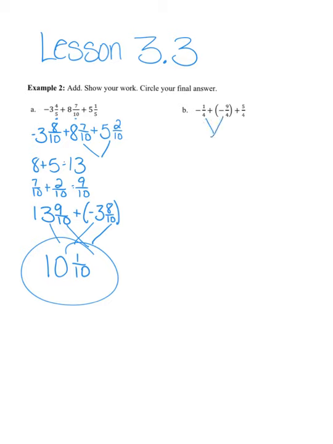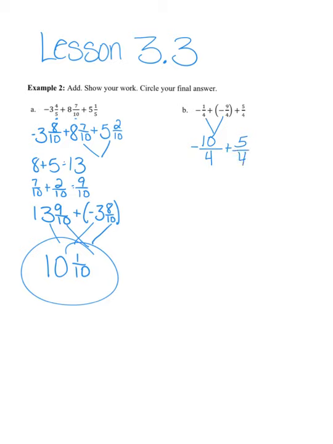So -1/4 plus -9/4. I know that when I'm adding two negatives, I just have an even greater number of negatives. So -1 plus -9 is -10. And my denominator doesn't change, it remains 4. So I've got -10/4. And then I'm going to add to that my positive 5/4.